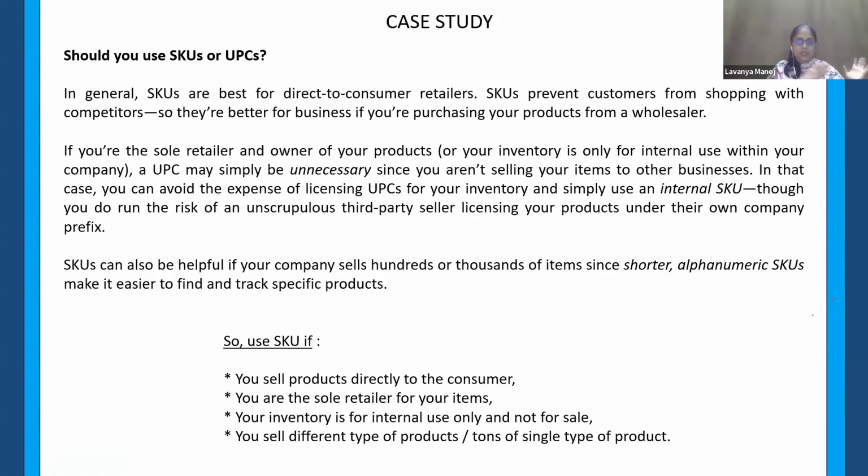That is, the inventory, the warehousing which stores the raw materials or semi-finished goods, they can maintain SKUs. If you sell different types of products or tons of a single type of product, in these cases, SKUs can be used. UPC is not necessary.